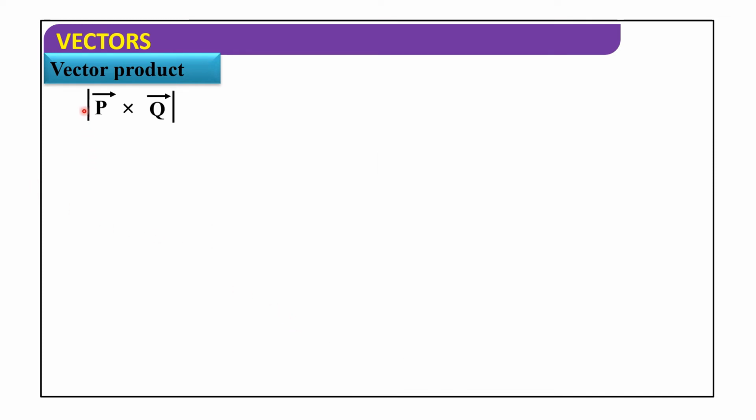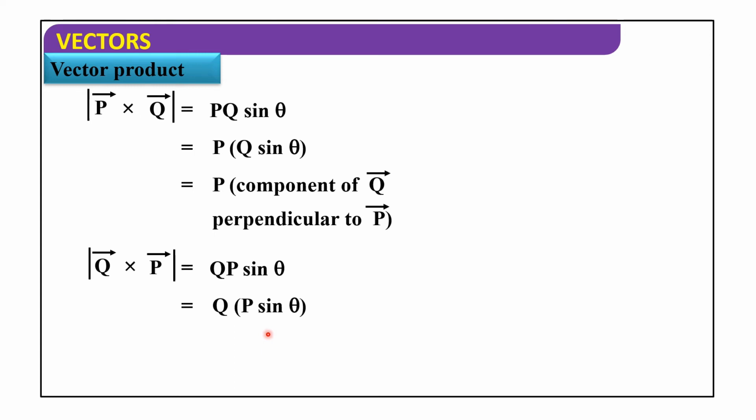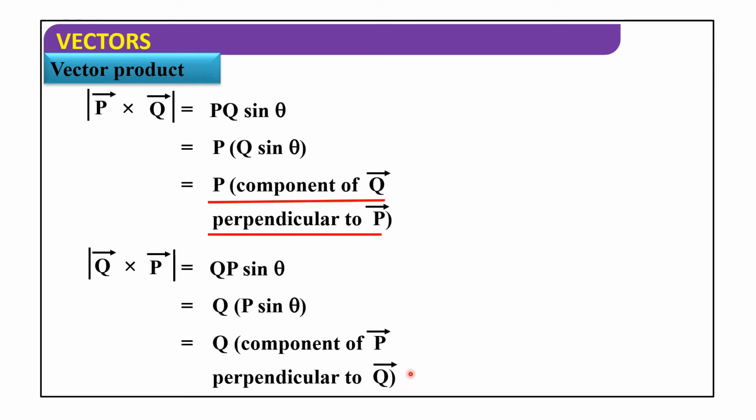Now I will discuss the modulus of P bar cross Q bar, that is equal to PQ sin theta, or P times the component of Q bar perpendicular to P bar. Q bar cross P bar is equal to QP sin theta, or Q times the component of P bar perpendicular to Q bar.